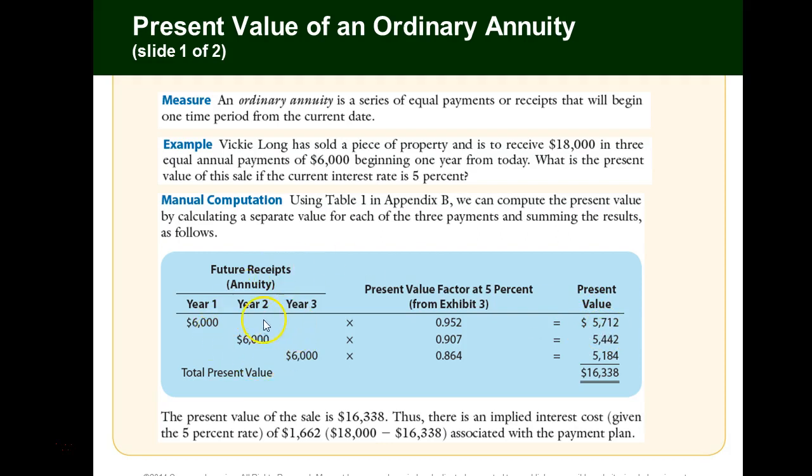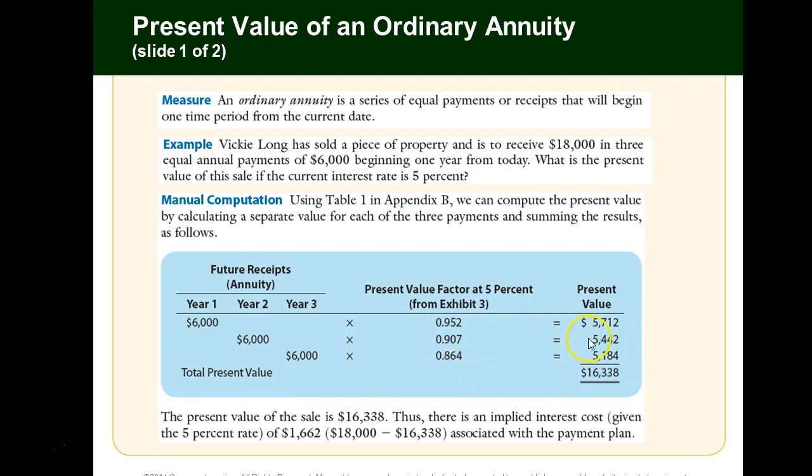Then at the end of year 2, we know we're going to get another $6,000. So we look at that table again and say, okay, at 5%, in 2 years we're going to be getting $6,000. What is that present value today? So we go to year 2, 5%. It tells us to multiply that amount by 0.907, which is $5,442. Then in 3 years from now, we're going to be getting $6,000. So we take the chart, year 3, 5% interest rate. It tells us to use 0.864.